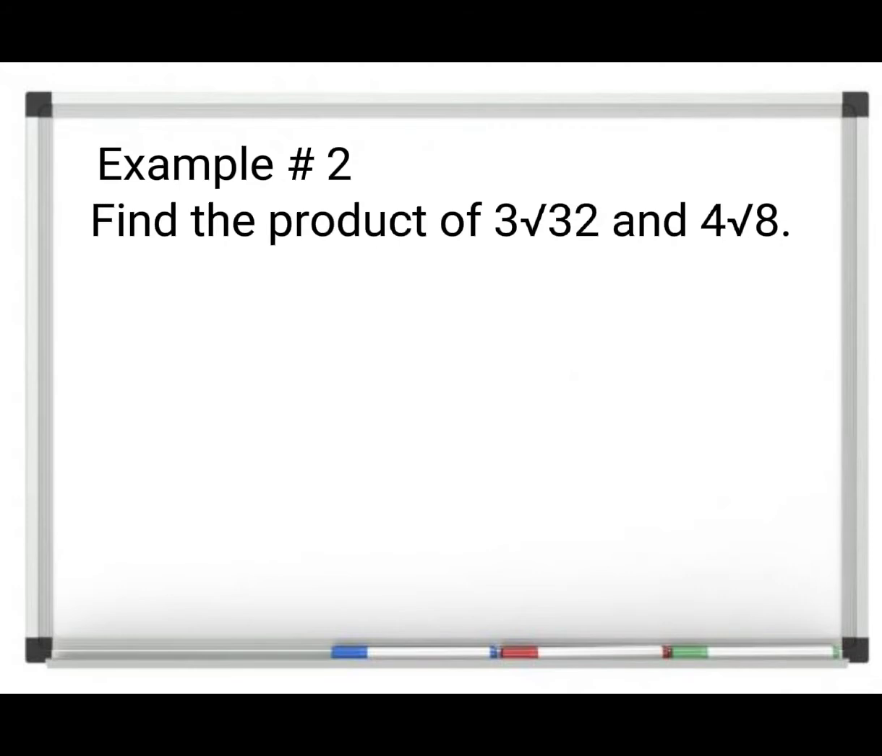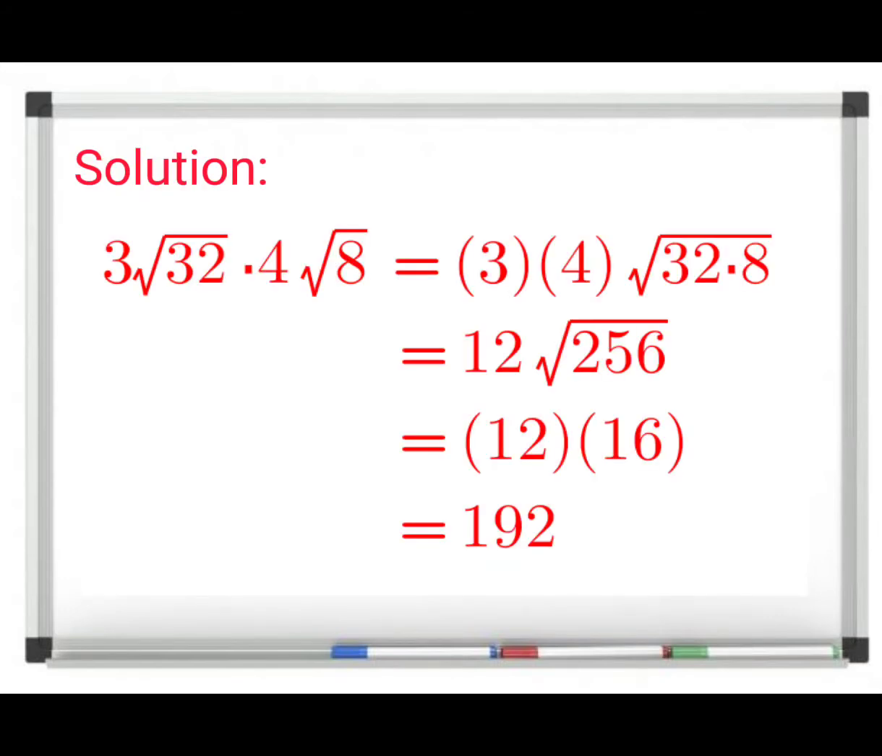Example number 2. Find the solution of the product of 3, the square root of 32, and 4, the square root of 8. Solution: 3, the square root of 32 times 4, the square root of 8, is equal to the product of the coefficients 3 and 4 multiplied by the square root of 32 and square root of 8. Multiplying 3 times 4, that is equal to 12, and 32 times 8 is also equal to 256.